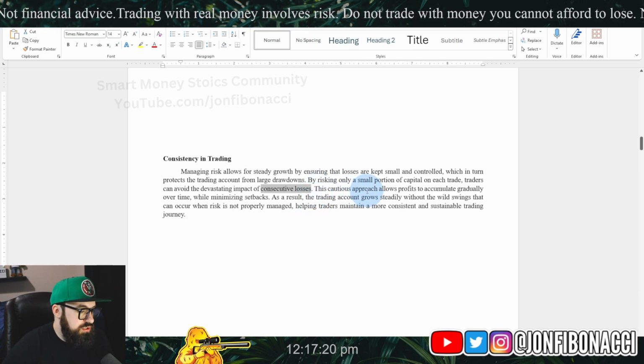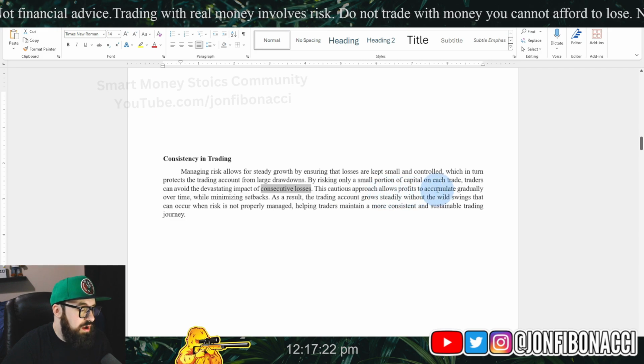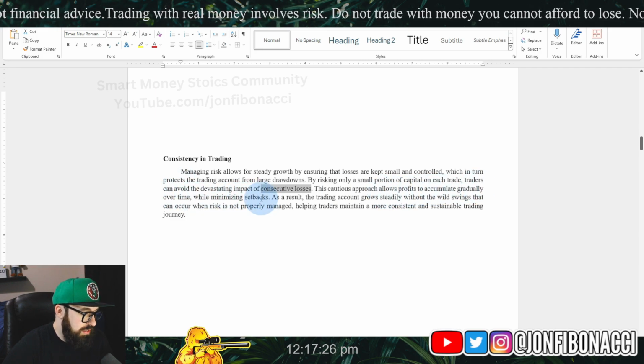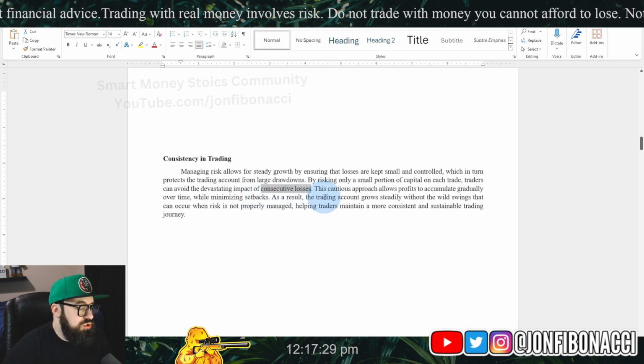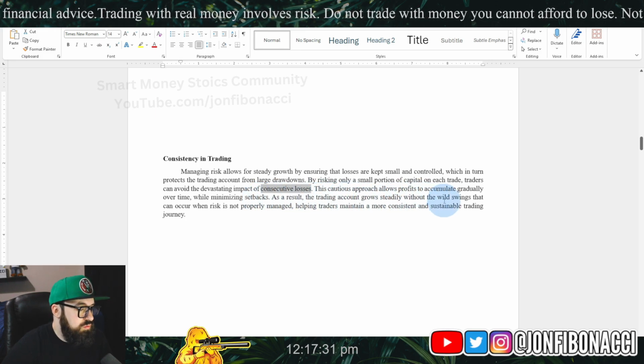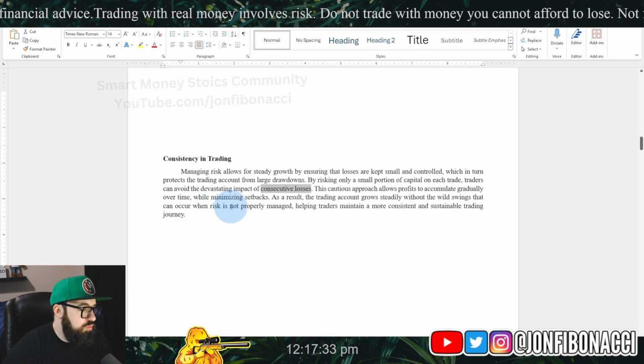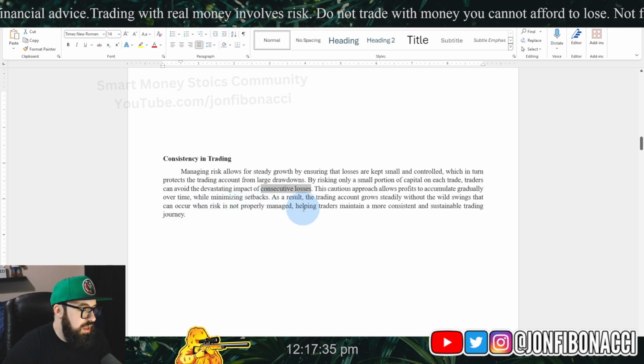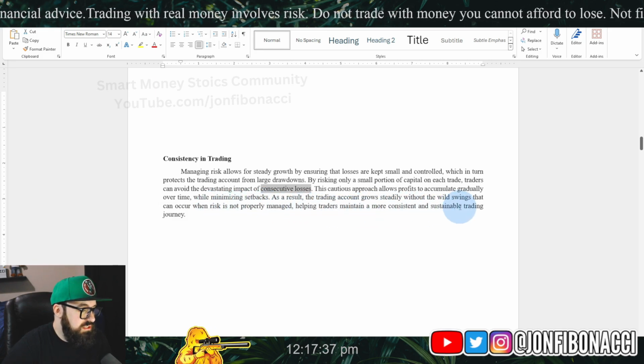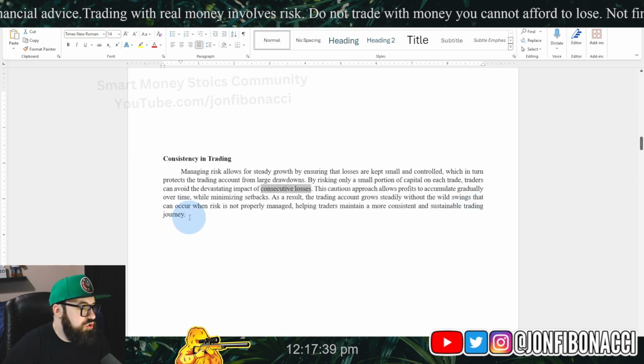This cautious approach allows profits to accumulate gradually over time while minimizing setbacks or drawdown. As a result, the trading account grows steadily without the wild swings that can occur when risk is not properly managed, helping traders maintain a more consistent and sustainable trading journey.